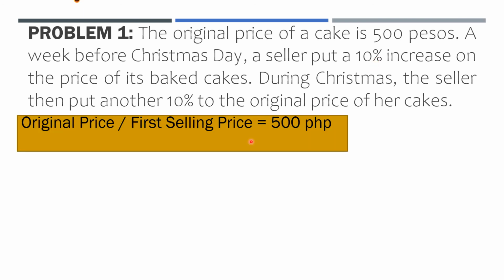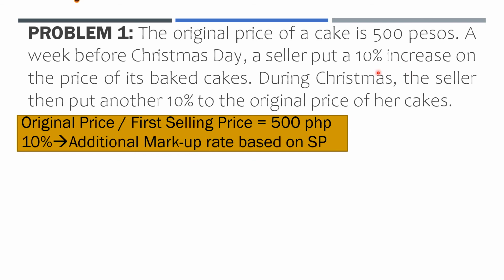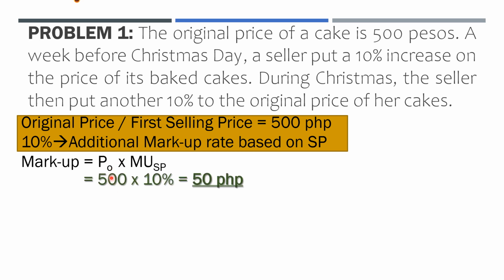So, the givens are, we have the original price or the first selling price, which is 500 pesos. And then the first 10%, that is the additional markup rate based on the selling price. So, ngayon, aalamin natin kung magkano yung additional markup na yon. So, all we need to do is this one, we will be using this formula. Markup is equal to P sub 0, it refers to the original price, times markup rate based on the selling price. Okay. Then substitute the given values provided. Original price is 500. Markup rate based on the selling price is 10%. Multiplying the two, that is equal to 50 pesos.